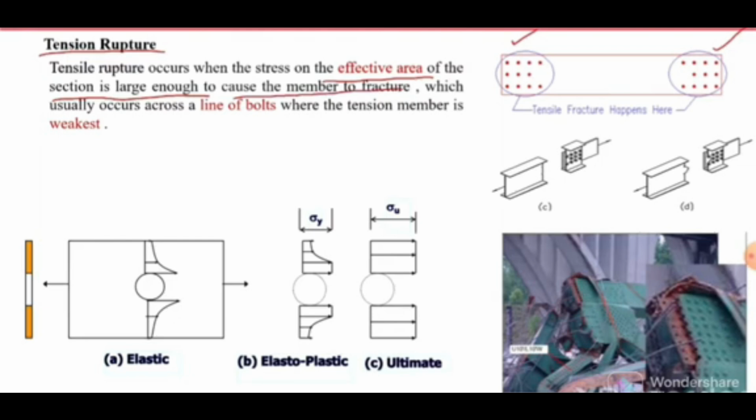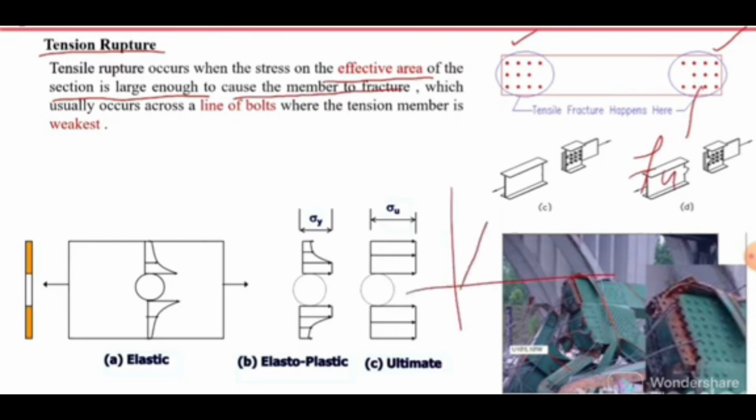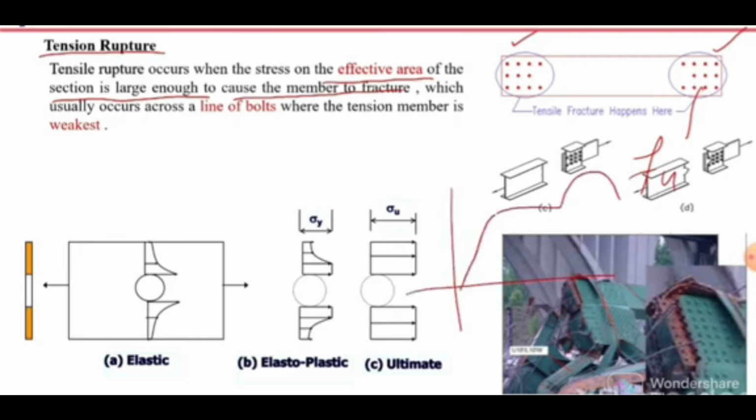So when the stress in this section reaches Fu, if we see the stress strain curve, we have a curve like this. Here we have yield strength Fy, and here we have Fu, the ultimate strength. And when a section reaches its ultimate strength, after that it will rupture, it will fail, just like a crack will appear and it will fail, it will convert into two pieces.